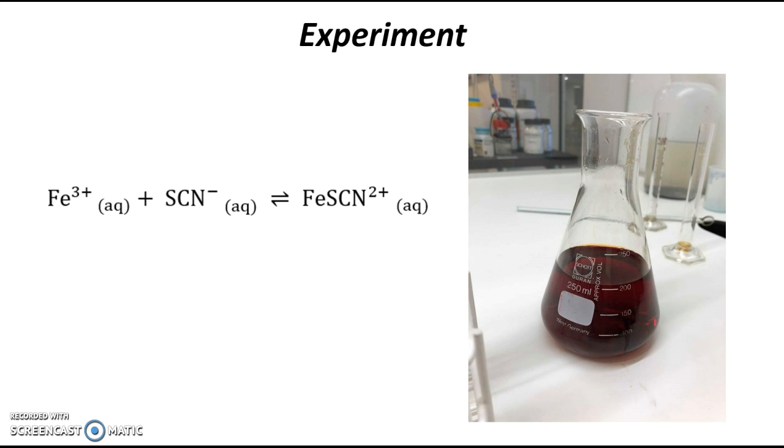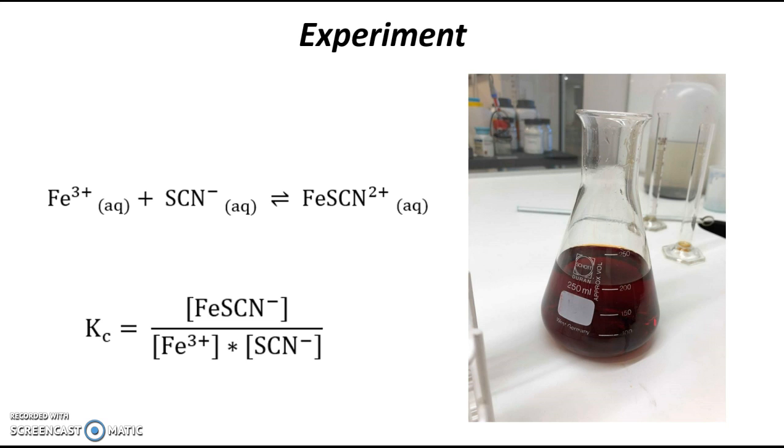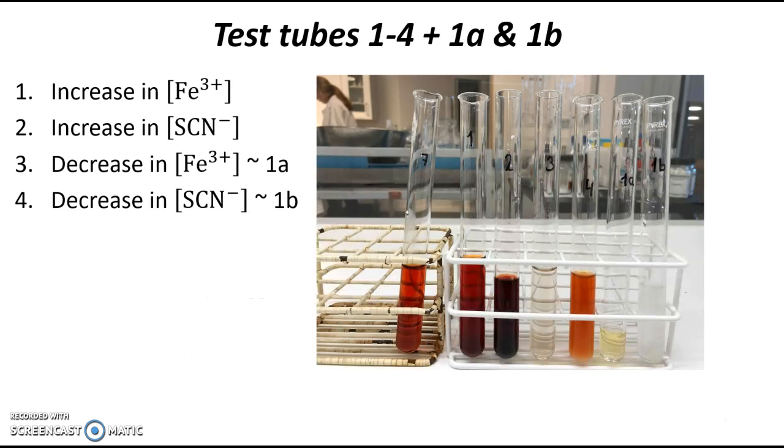And the equilibrium expression for this specific equilibrium would be the concentration of iron 3 thiocyanate divided by the concentration of iron 3 ions times the concentration of thiocyanate ions. And in this equilibrium experiment, we added a stress, so we changed some factors in the equilibrium in different ways. We had 4 test tubes.